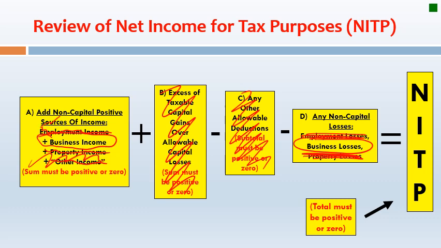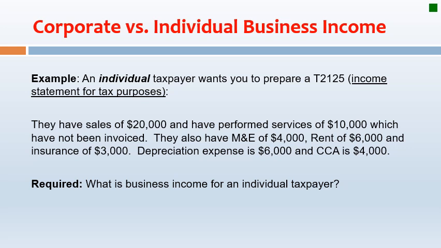Potentially you could have business income. That's effectively going to be your net income for tax purposes. All right. We're going to keep it simple for now. Here we have an example where I'm going to try to demonstrate the difference between corporate and individual business income by showing you, and reminding you, I should say, first, how an individual would submit their business income, revenues, and expenses for tax purposes, and then we'll take a look at how a corporation does it.